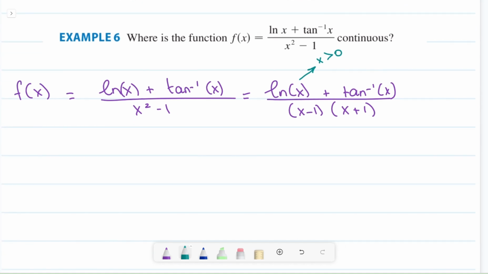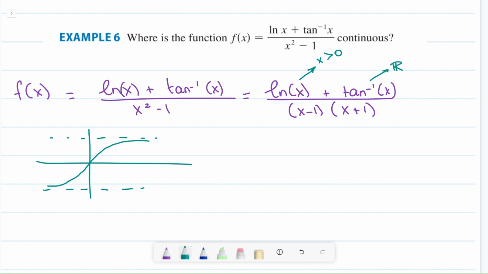Now let's look at arctan. Just a reminder that the graph of arctan looks something like this. So its domain is in fact all real numbers. Now in the denominator, x minus 1, also its domain is all real numbers, and x plus 1 too, but keep in mind that the denominator cannot be 0.